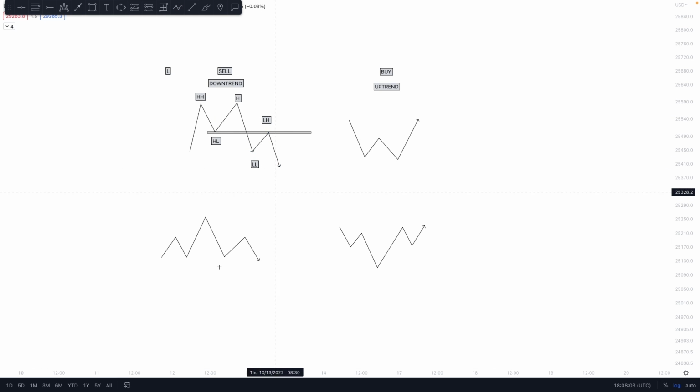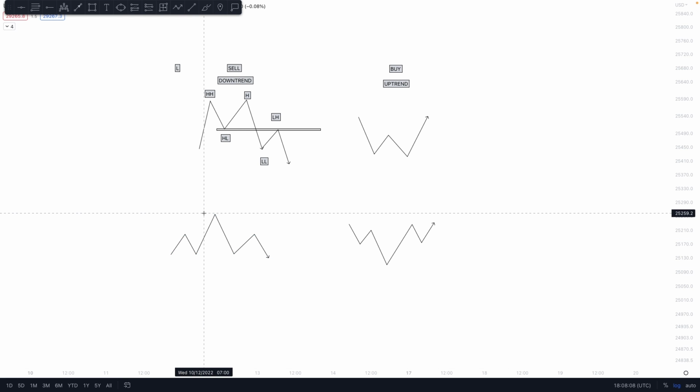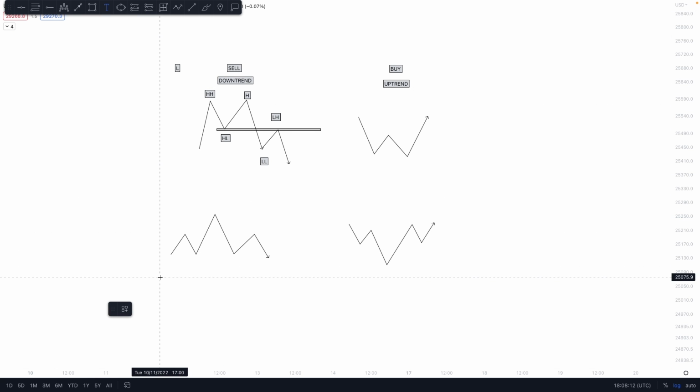Very simple. This over here is called a head and shoulder. We have the left shoulder, we have the head, and we also have the right shoulder. So basically it's very simple, same thing to trade. We're coming out from an uptrend. So over here we have a higher low.